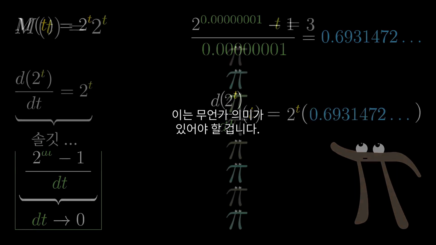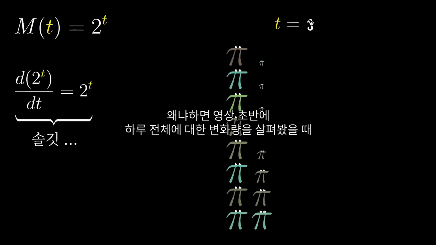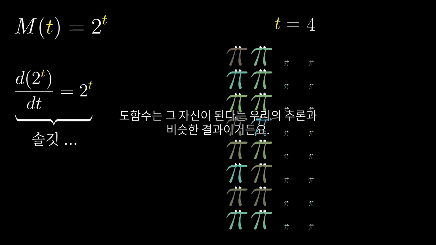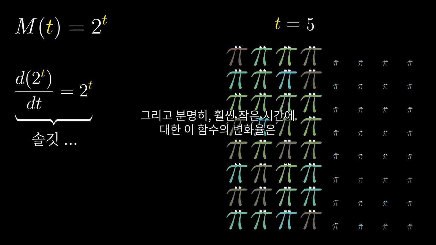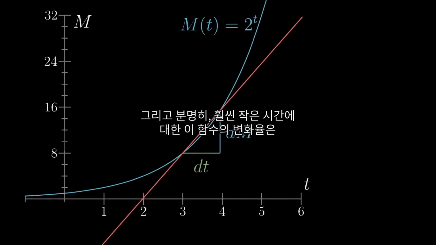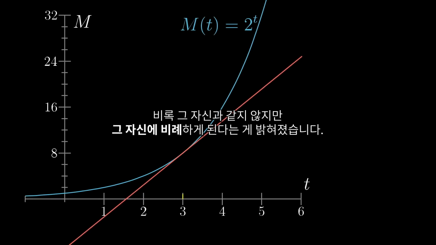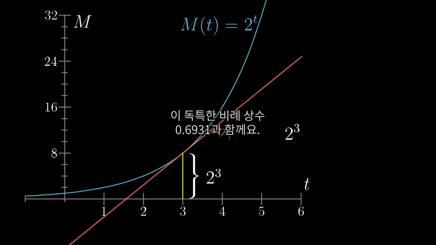And that should kind of make sense, because earlier it felt like the derivative for 2 to the t should be itself, at least when we were looking at changes over the course of a full day. And evidently, the rate of change for this function over much smaller timescales is not quite equal to itself, but it's proportional to itself, with this very peculiar proportionality constant of 0.6931.